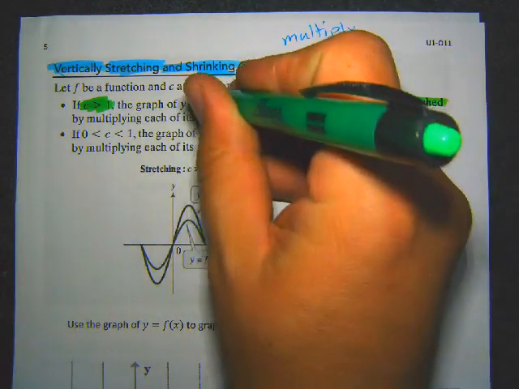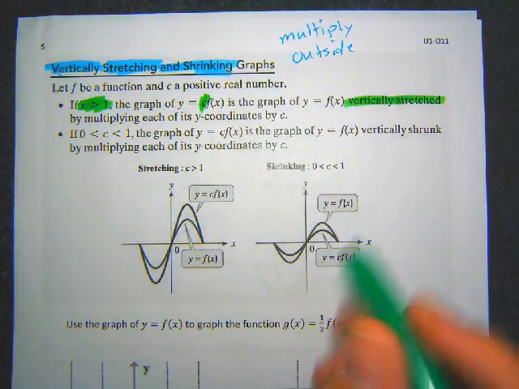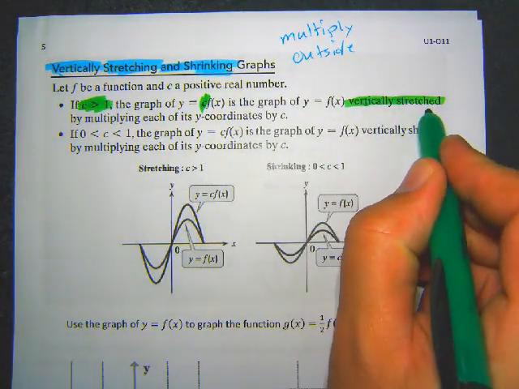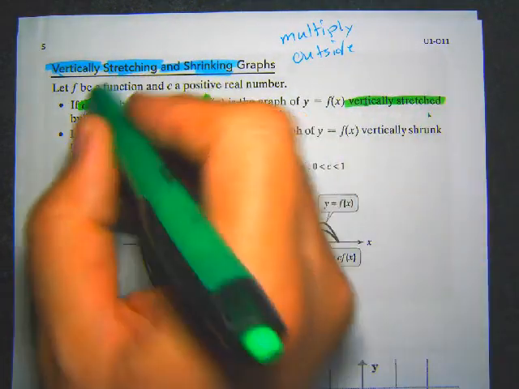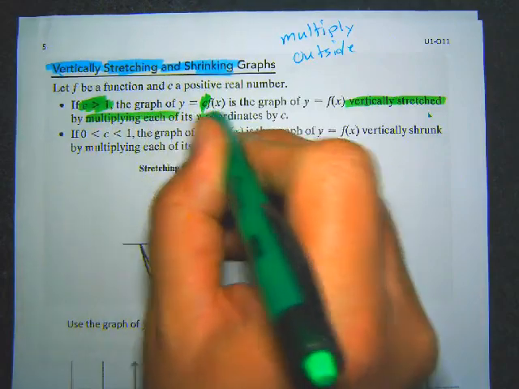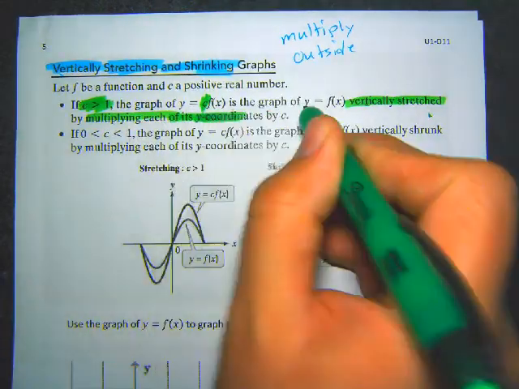If you multiply on the outside, you vertically stretch it. And you can find out how you do that by multiplying all of its y values, y coordinates, remember, are the heights, by that value.